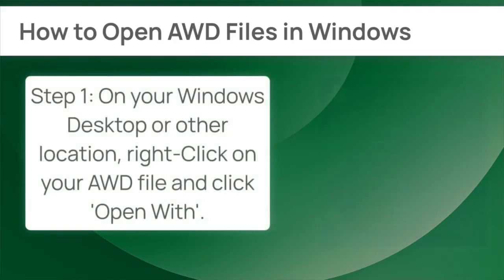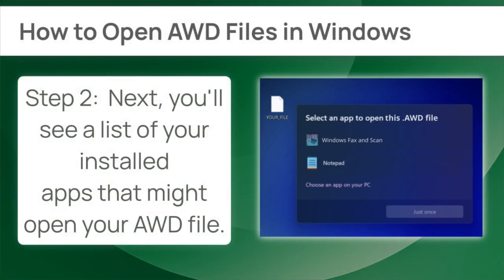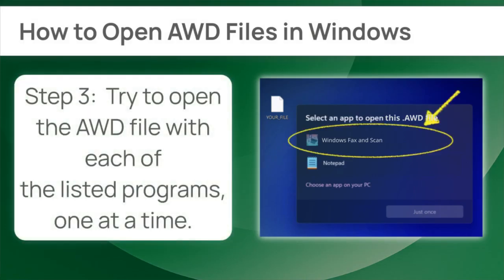To force the file open, right-click your AWD file and select Open With. If Windows Fax and Scan is an option, test it. If it's not available, choose another program. We are trying to find the specific compatibility bridge.